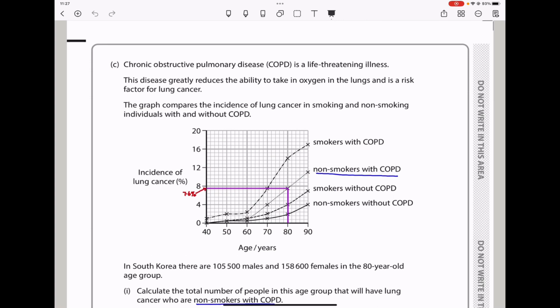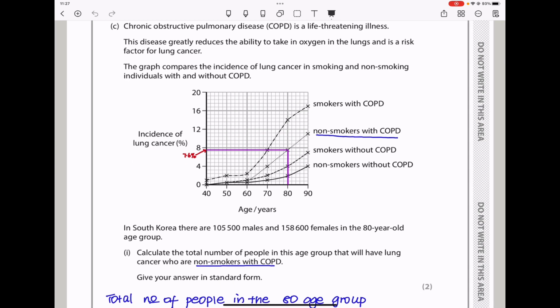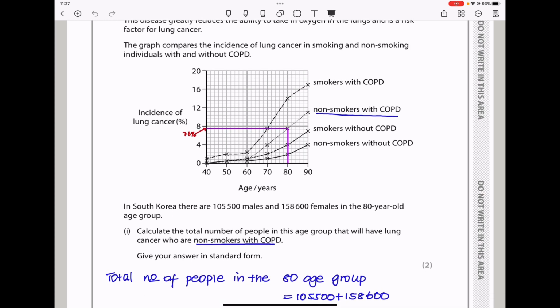Moving on. In part C, chronic obstructive pulmonary disease is a life-threatening illness. This disease greatly reduces the ability to take in oxygen in the lungs and is a risk factor for lung cancer. The graph compares the incidence of lung cancer in smoking and non-smoking individuals with and without COPD. So on the vertical axis, we see the incidence of lung cancer in percentages, and down here we see age in years. So we can see, as age increases, individuals with COPD have a high incidence of lung cancer in comparison to individuals without COPD.